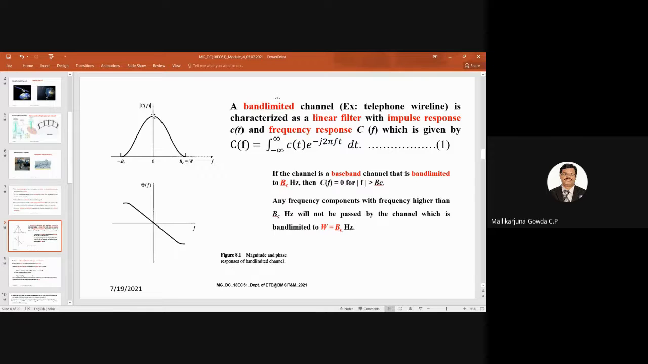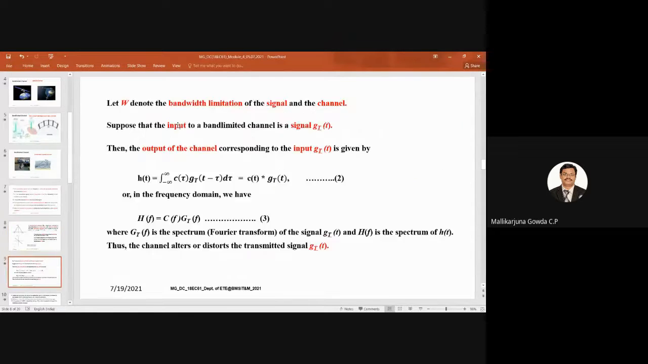This is the frequency response, that is the magnitude, and this one is the phase response of the channel. Okay, so we are not worried much about the phase response. We are interested in the magnitude response. As I said, we model the channel as a filter.